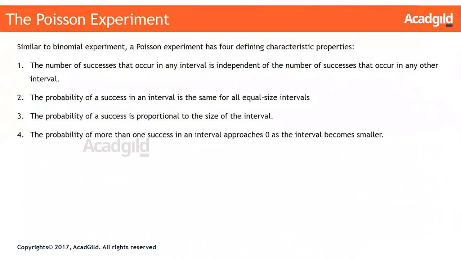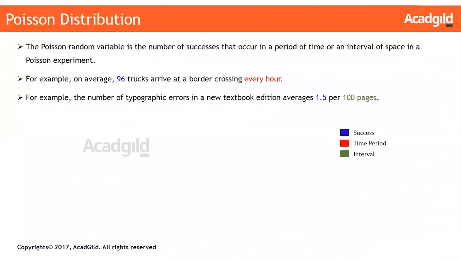Even if it's not clear, we'll solve questions where we understand better what these points are saying, especially point number 3, point number 2, and also point number 1. So the Poisson random variable is the number of successes that occur in a period of time or an interval of space in a Poisson experiment.